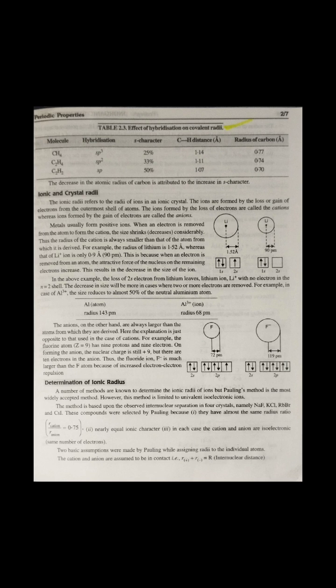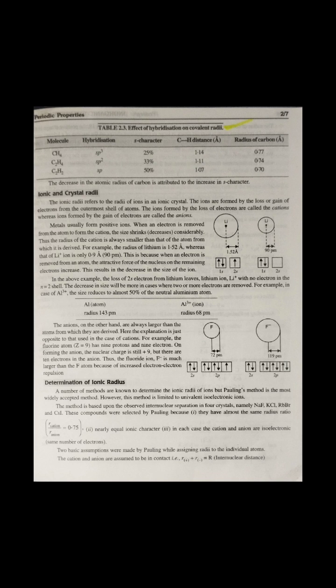For example, the radius of lithium is 1.52 angstrom, whereas Li+ is only 0.9 angstrom. In this example, the loss of the 2s electron from lithium leaves the lithium ion Li+ with no electron in the n equals 2 shell. The decrease in size is greater where two or more electrons are removed. For example, in the case of Al3+, the size is reduced by almost 50% from the neutral aluminum atom.